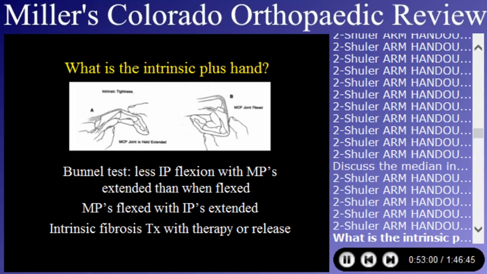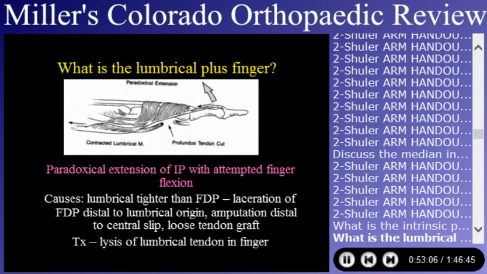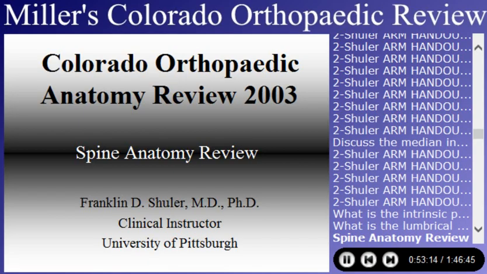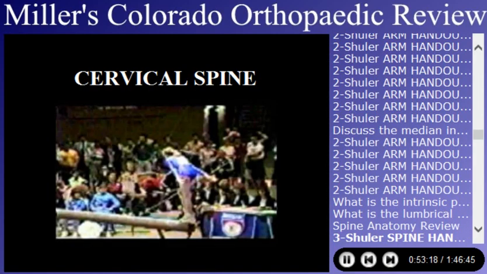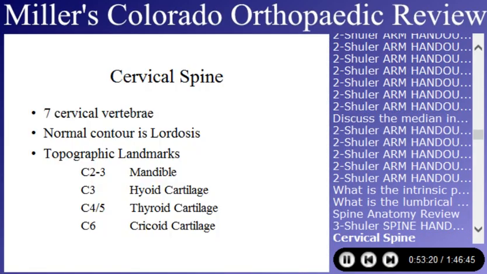We're going to now begin spine. I know spine was covered separately, but one of the things I mentioned before, my job today is to help you out, and what is considered by the Academy in the previous test is what's key testable material. Cervical spine, 7 vertebrae. Normal contour is lordosis. Topographical landmarks are key testable material: always cricoid cartilage at C6, hyoid at C3.